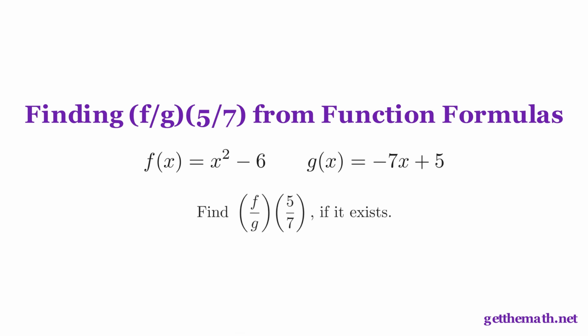Today we are finding the quotient of two functions evaluated at a fraction. We are given f of x equals x squared minus 6, and g of x equals negative 7x plus 5. We need to find f divided by g of 5/7 if it exists.